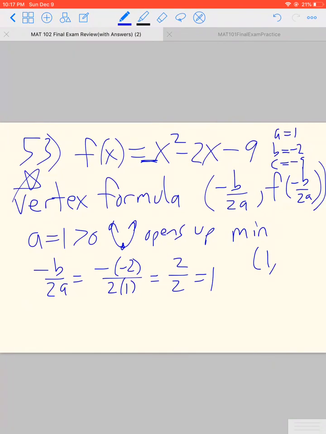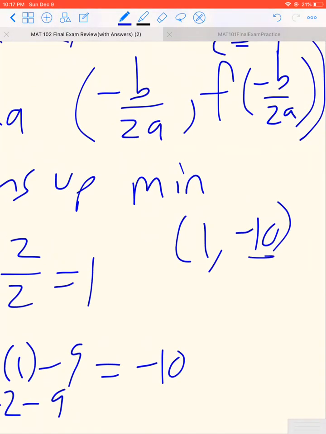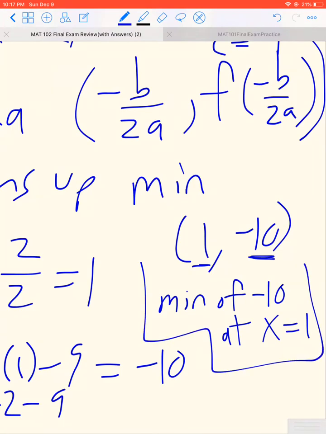So the x value of the vertex is 1, and then all you have to do is plug that number into the function to find the y value. This would be 1 squared minus 2 times 1 minus 9, which is 1 minus 2 minus 9, which would be negative 10. The actual minimum value itself is going to be the y value. So we would say that this function has a minimum of negative 10, and then the actual location of it is the x coordinate. So it's at x equals 1. So our function has a minimum of negative 10, which occurs when x equals positive 1.